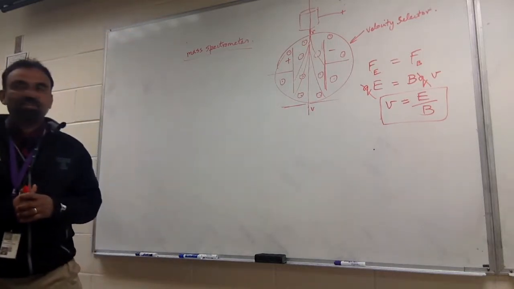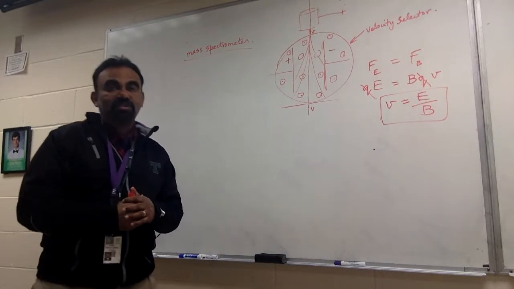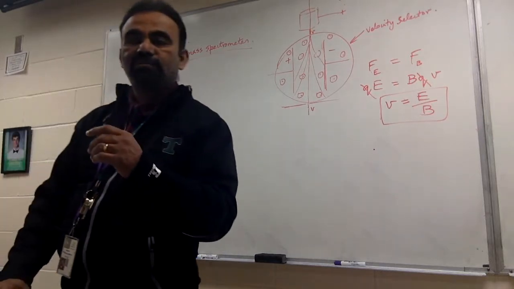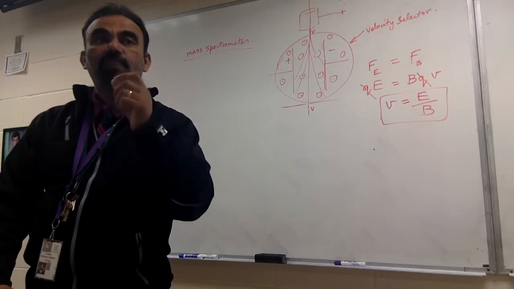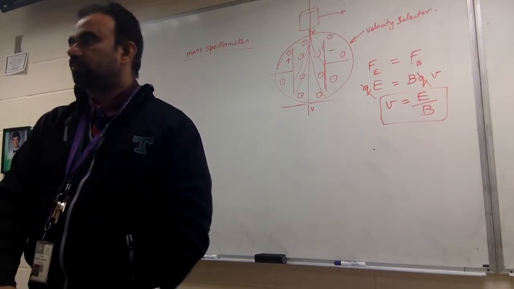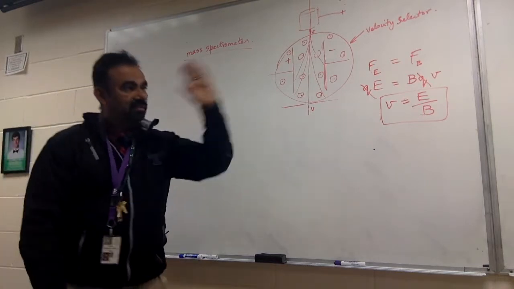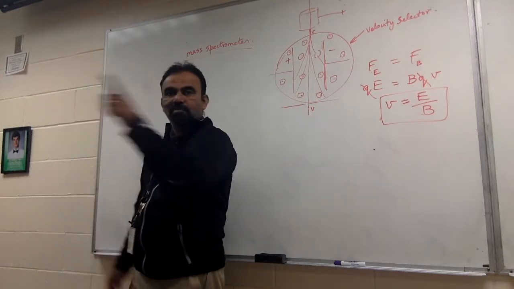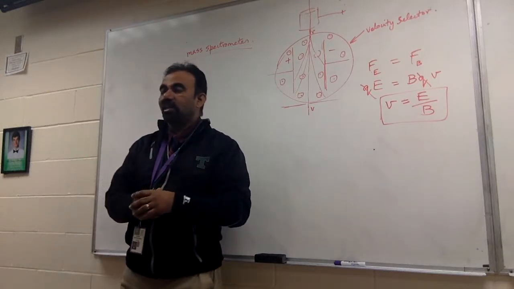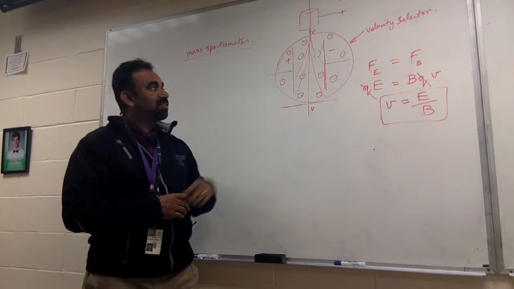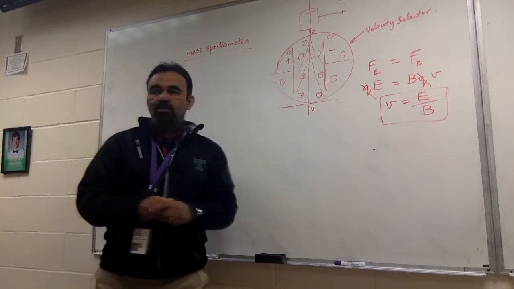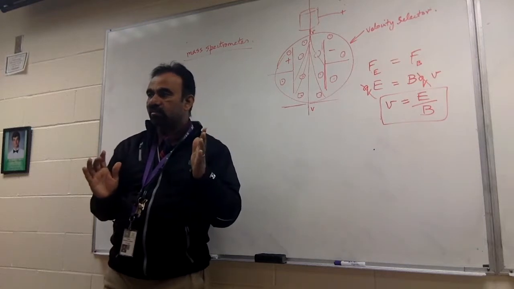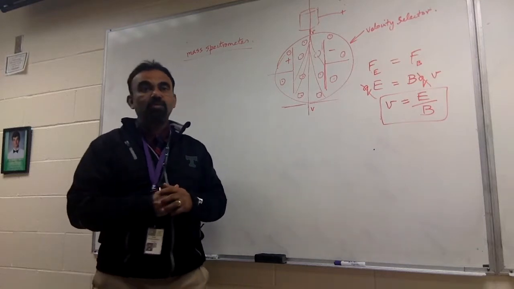So what does the velocity selector do? The velocity selector is made up of two fields, an electric field and a magnetic field applied perpendicular to each other, at right angles to each other. And what does it do? It applies a force on these moving charges to the left and right, depending upon which one's bigger.